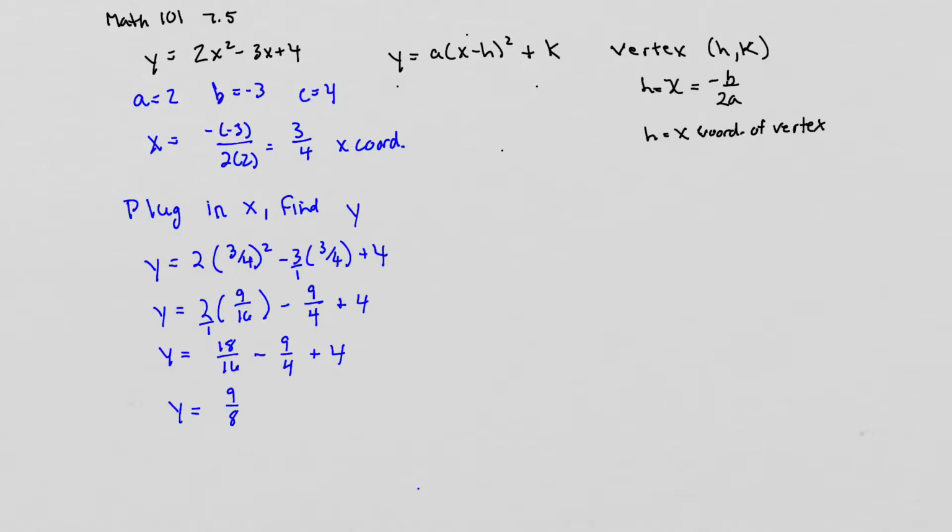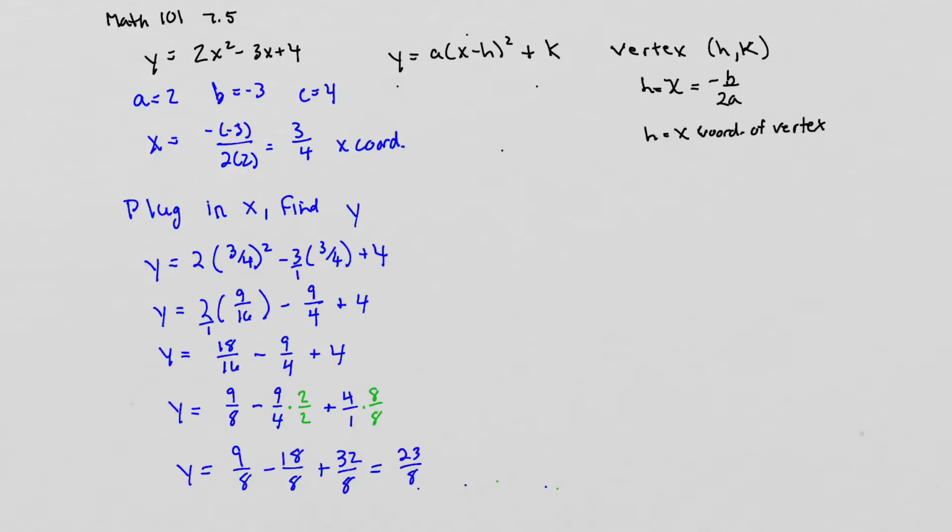Those numbers are both divisible by 2. So I'm going to take my 9/4 and get a common denominator of 8. I'll take my 9/4 and multiply by 2/2. Same thing with the 4. I need a common denominator of 8, so I'll multiply by 8/8. Fractions have to have the same denominators to add. So 9/8 minus 18/8 plus 32/8. Now you can add the numerators on those fractions together. 9 minus 18 plus 32, and that gives 23/8.